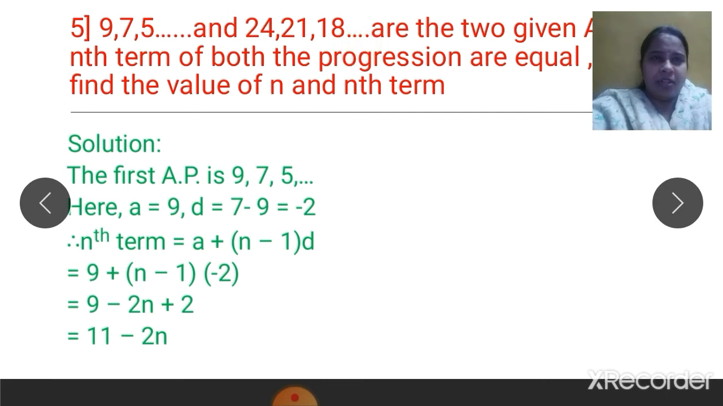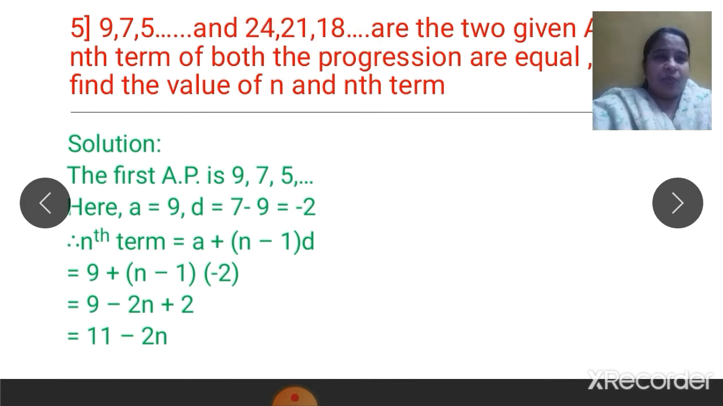It's not different or difficult. It is exactly the same as what we have done just now and extremely easy also. See, a is how much? 24. d will be how much? 21 minus 24, that is minus 3. Exactly the same steps, you write and get the value of Tn for this AP.